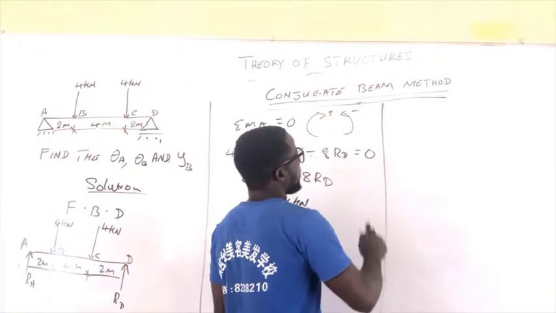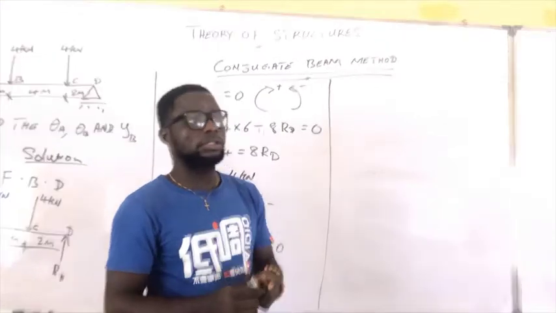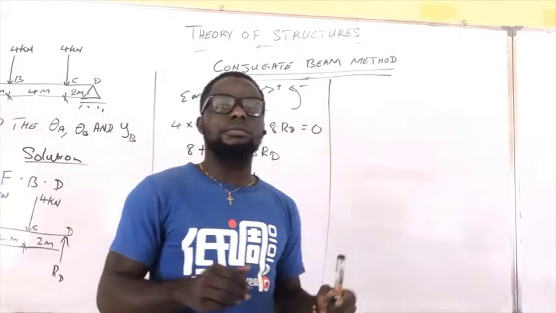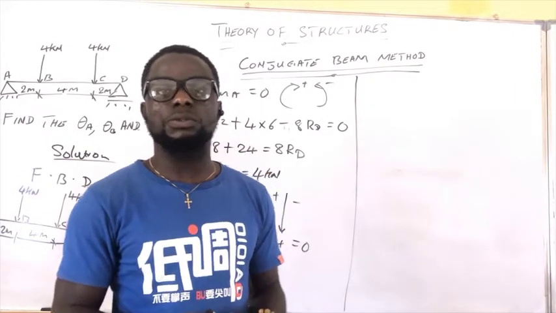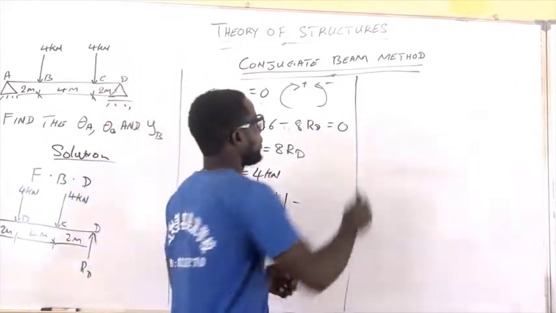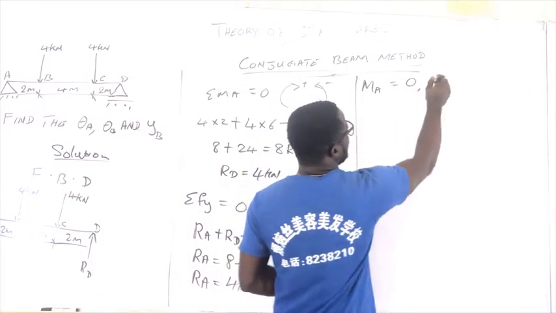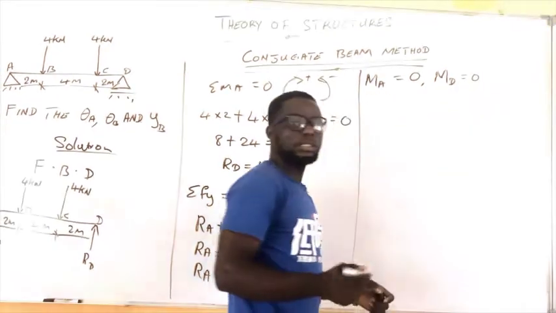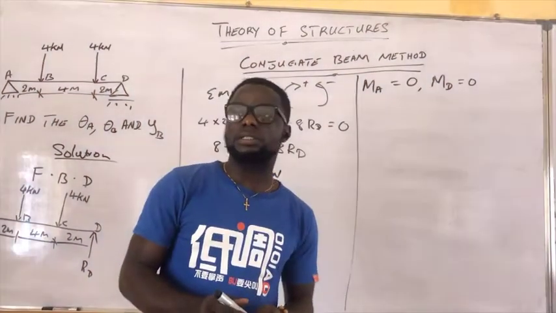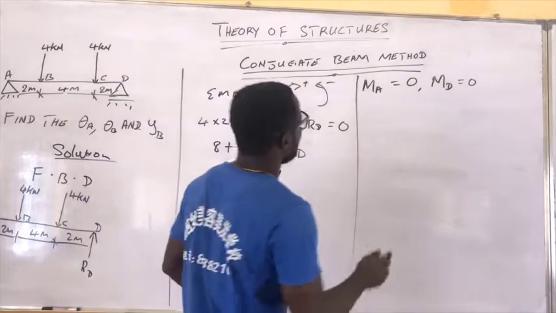At a simply supported beam, the bending moment at the extreme is equal to 0. Therefore, MA equals 0 and MD equals 0. So what is left for us is to calculate the bending moment at points B and C.